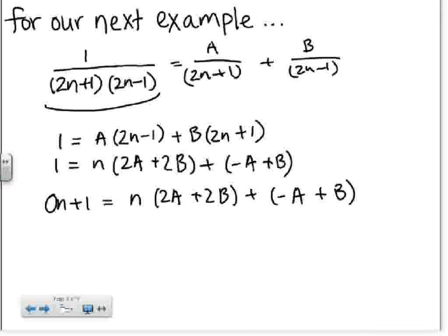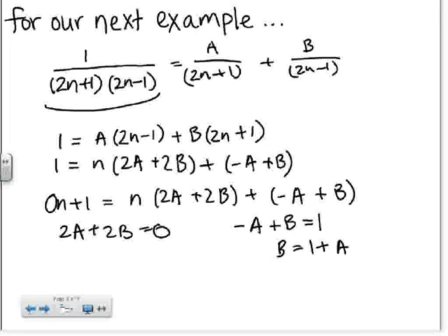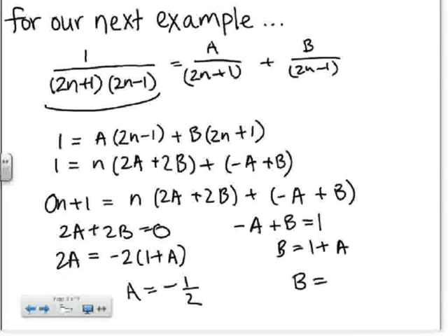From here, we can say that 2a plus 2b equals 0, and minus a plus b equals 1. And b is equal to 1 plus a. And with this, we can substitute b in 2a equals minus 2 times 1 plus a. And eventually we'll get a equals minus half, and b equals half as well.